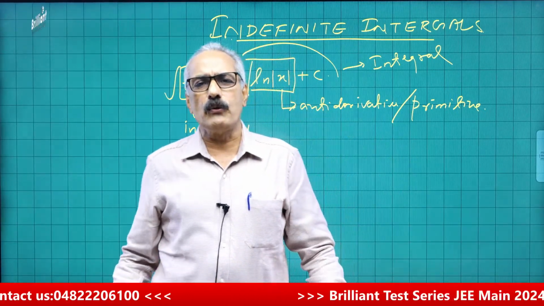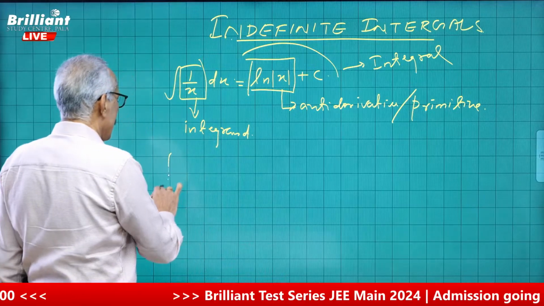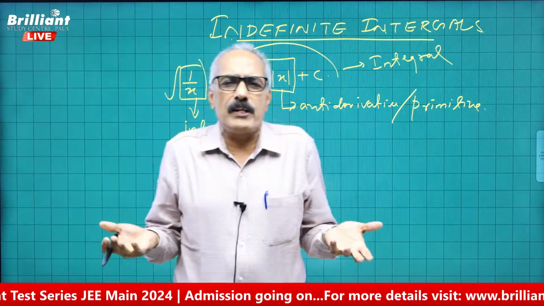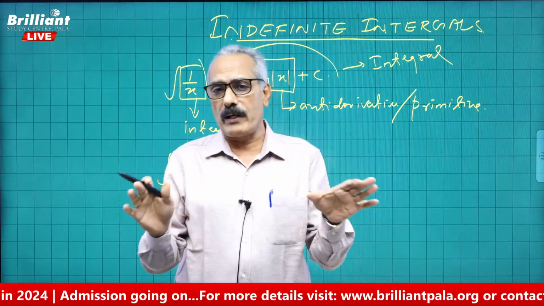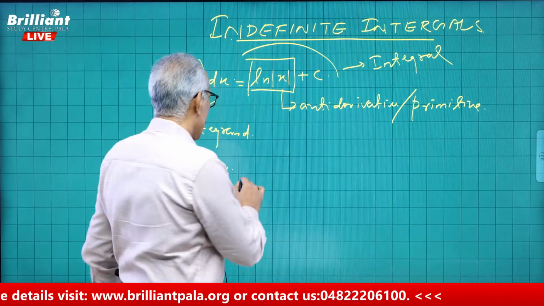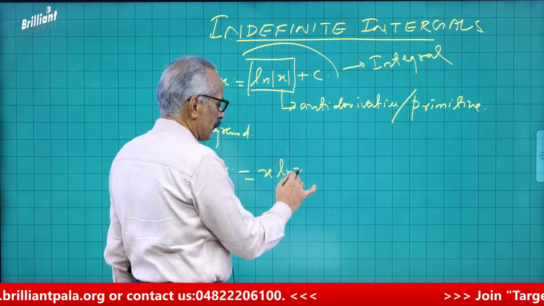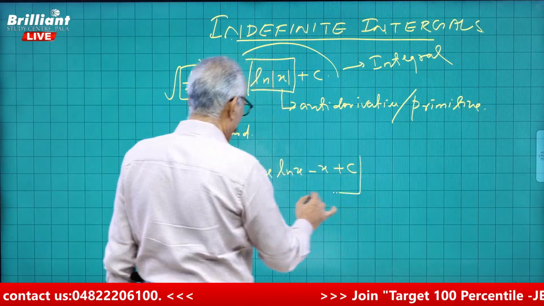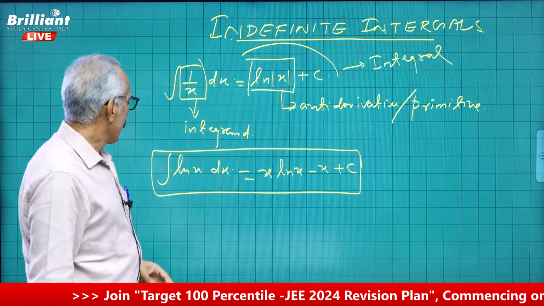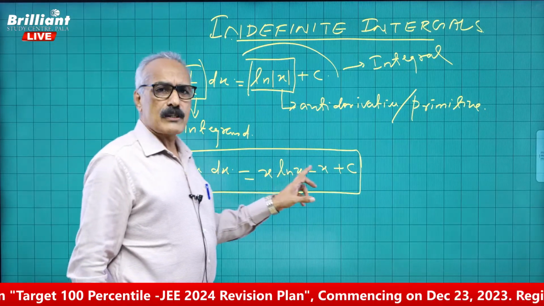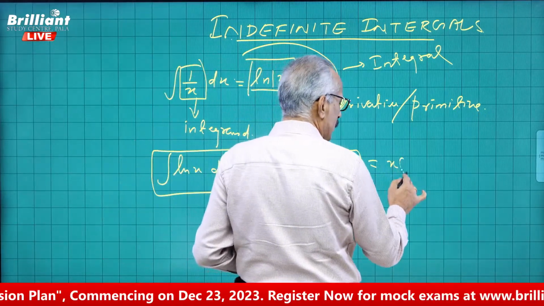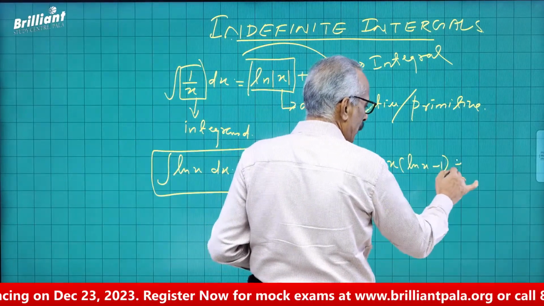Similarly, suppose I ask you the integral of log x dx. Immediately in your mind you ask, what's the derivative of log x? It's 1 by x, so don't put 1 by x. Therefore, the integral of log x is x log x minus x plus c. Remember this also, write this along with your formula group. Integral of log x dx is equal to x log x minus x. This can be further simplified: x into logarithm of x minus 1 plus c.